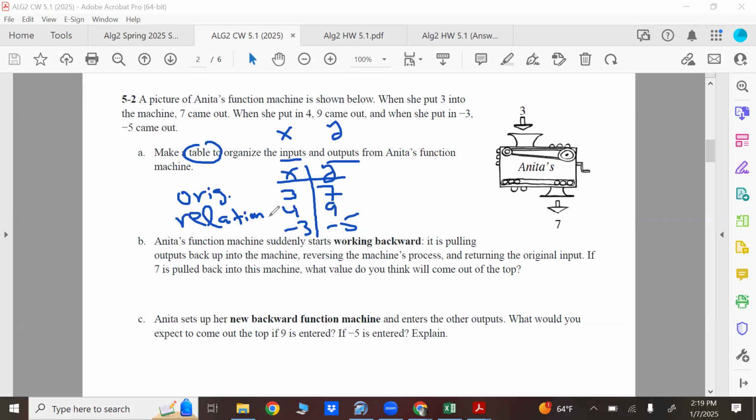Now, her function machine suddenly starts working backwards, pulling the outputs back up into the machine, reversing the machine's process to return the original input. So, for example, 7 is pulled back into the machine, what value will come out on top? Well, obviously 3. So if you put the 7 back in, what's coming back out? Just a 3. That's all.